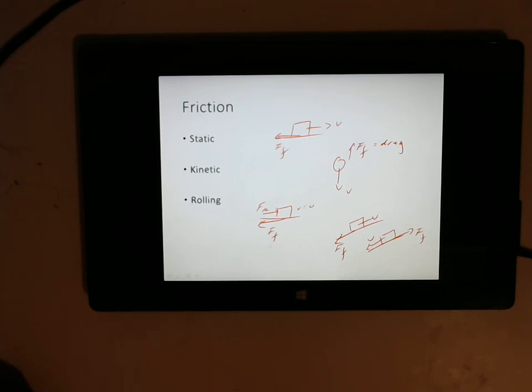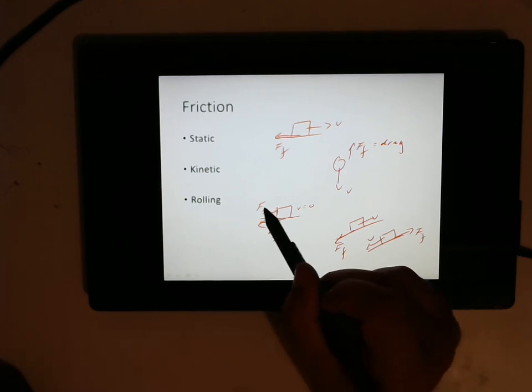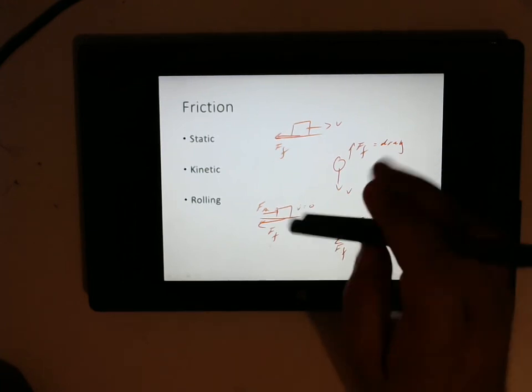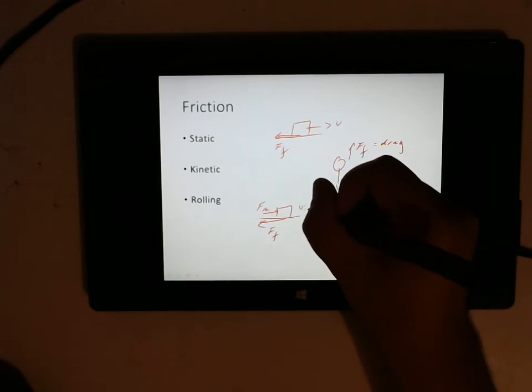Now, if that friction balances the applied force, then there will be no change in velocity. So if this friction force here is equal to this, there will be no change to this velocity. Okay? Let's say that the velocity was equal to 1.